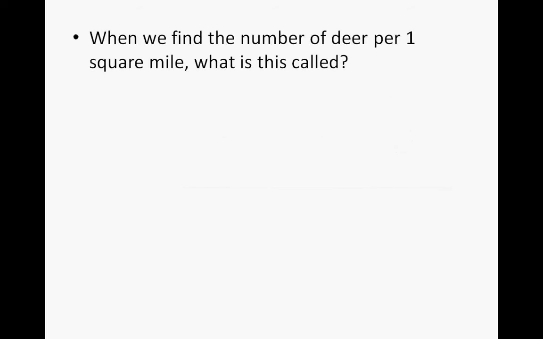So when we find the number of deer per 1 square mile, what is this called? This is called the unit rate. And again, you can be summarizing this in your math journal, but a lot of this is just repetition and review.